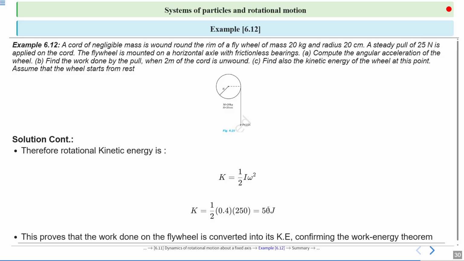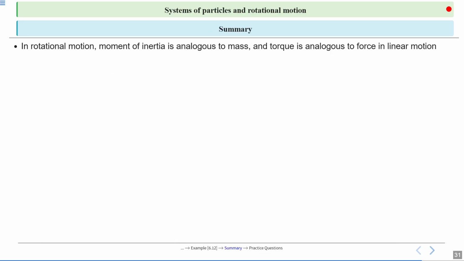All right, work energy theorem: work done is equal to change in kinetic energy, final kinetic energy minus initial kinetic energy. Summary.